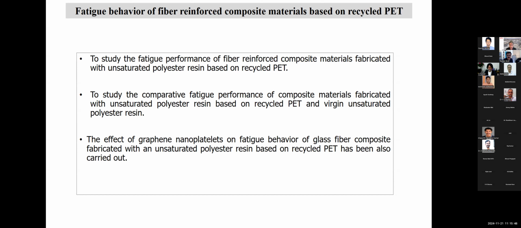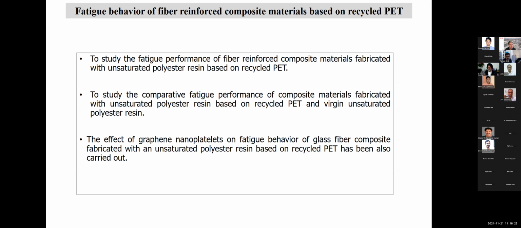This project aimed to take out PET from the market, the waste PET, and recycle it chemically to generate what we call a thermosetting polyester resin out of that. And that resin was used as a matrix material for making composite materials, using glass fiber as a reinforcement. So we then compared the fatigue performance of this particular composite material with the one which is using virgin polyester resin.